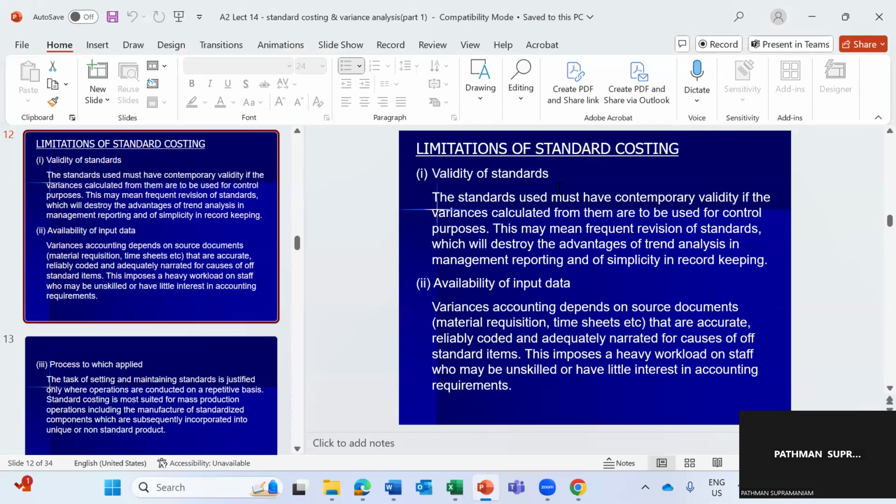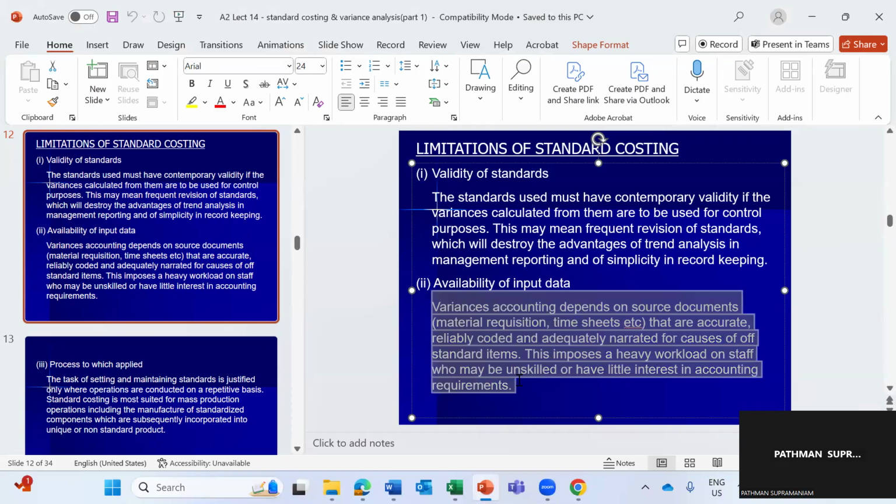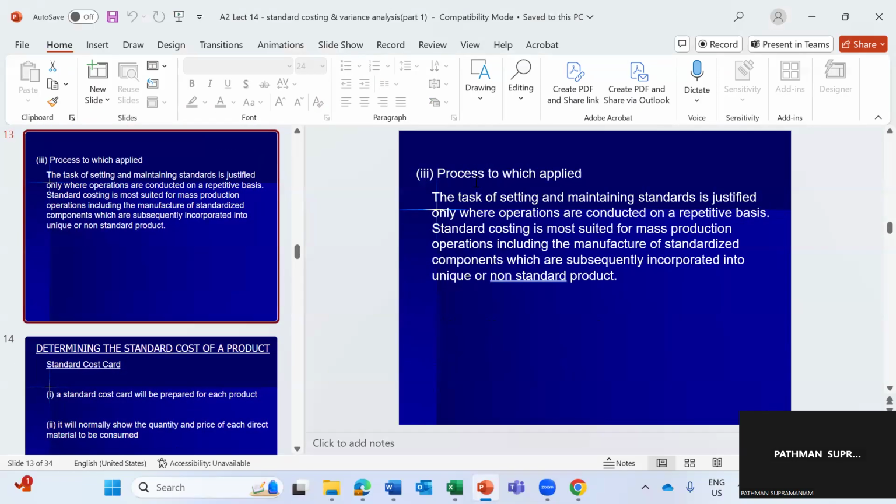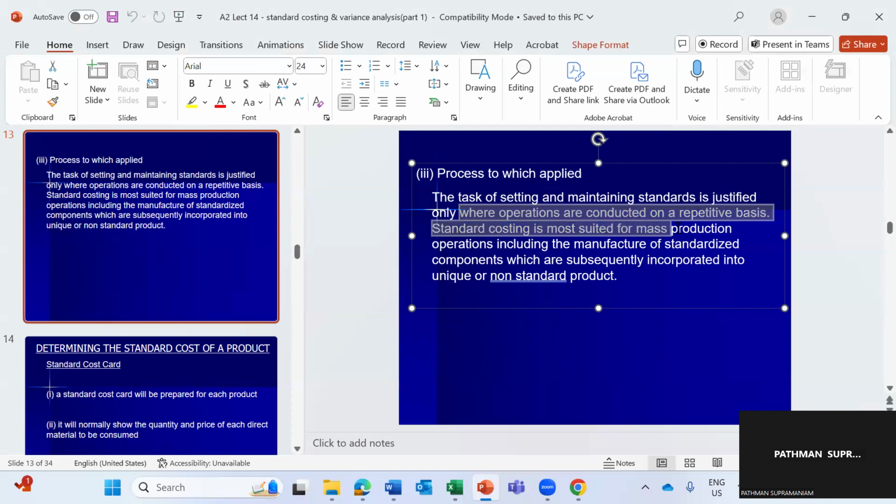Another limitation of standard costing is the availability of data. If insufficient data is available, then we will not be able to carry out standard costing. Then there is the process to which it is applied. The task of setting and maintaining standards is justified only when operations are conducted on a repetitive basis. So usually standard costing is more applicable for mass production of goods, and obviously in the manufacturing sector.